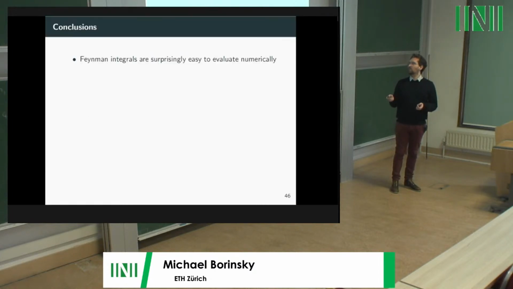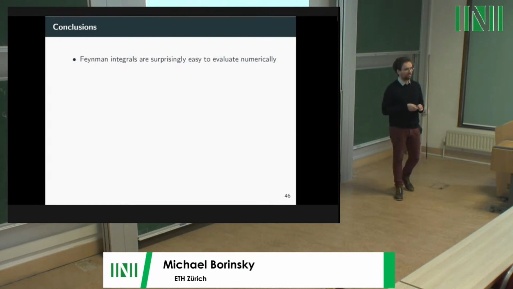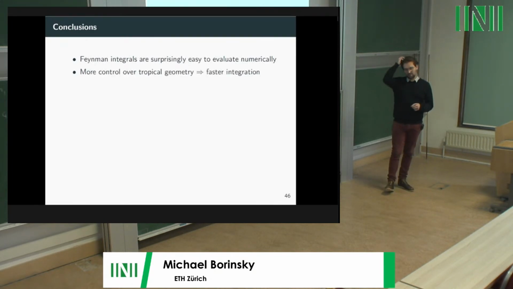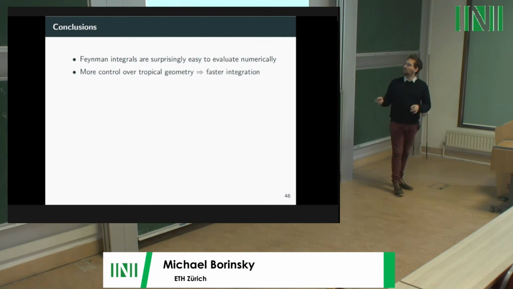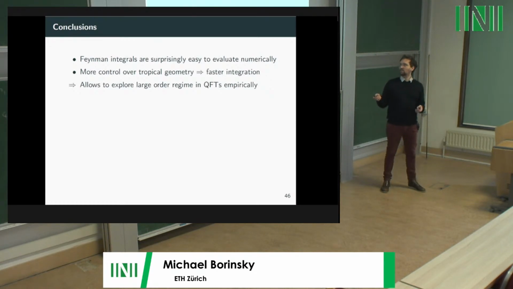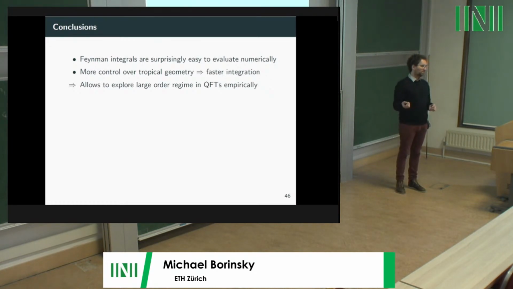Conclusions. The first conclusion is that Feynman integrals are surprisingly easy to integrate numerically. And the second conclusion is that the more you know about the geometry of these underlying integrals, the more information you put in a priori on this tropical geometry, the faster you can make it. So in this generalized permutahedron case, we had extra input, and we could monetize it and get an even faster algorithm. And relevant for this conference, this allows us to explore already quite large order regimes in quantum field theory.